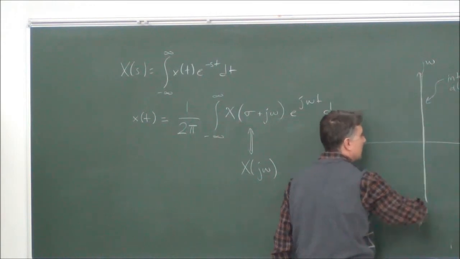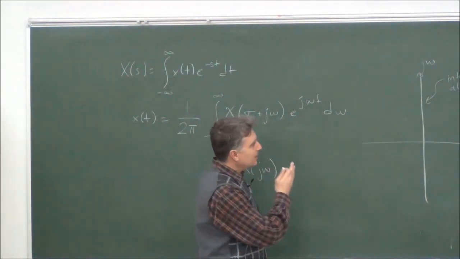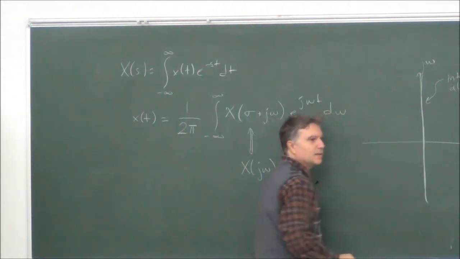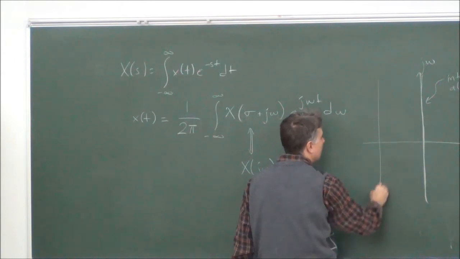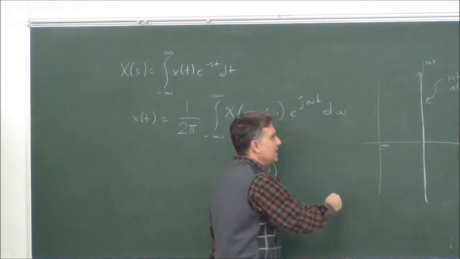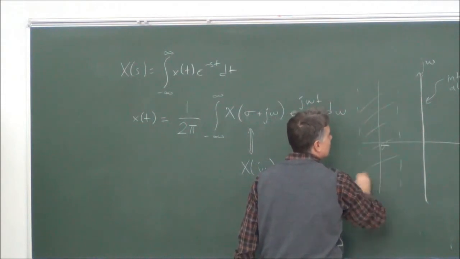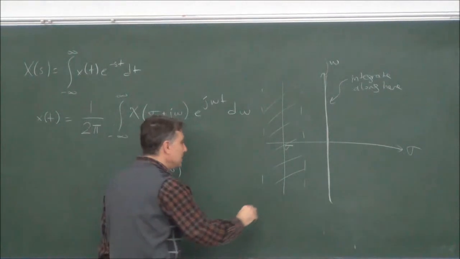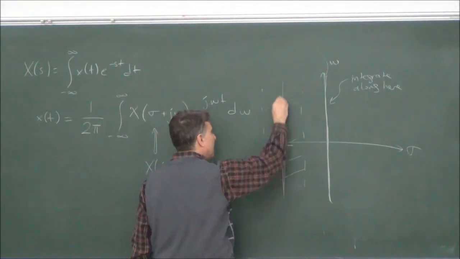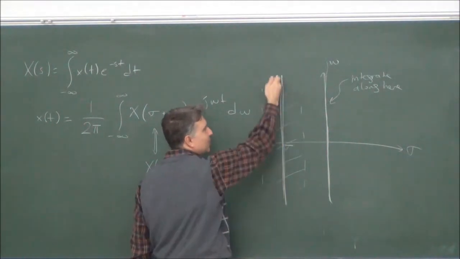Along this axis, you integrate. If that axis is not in the region of convergence, you have to find the sigma which stays inside the region of convergence. Suppose that the region of convergence is here. So you find the sigma value and you integrate along this line, instead of along the j omega axis.